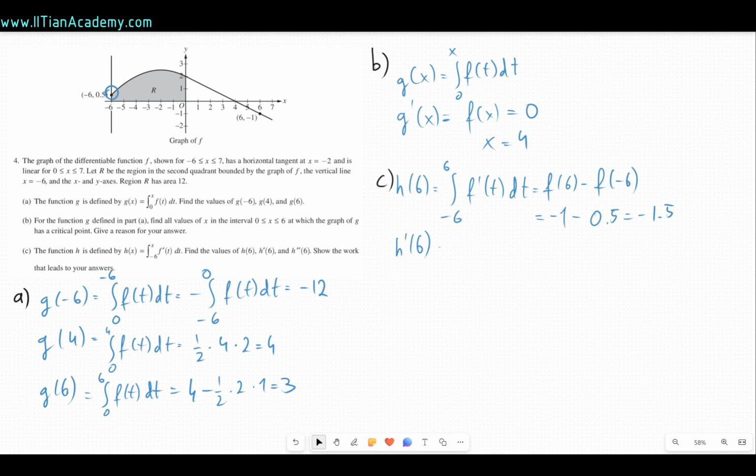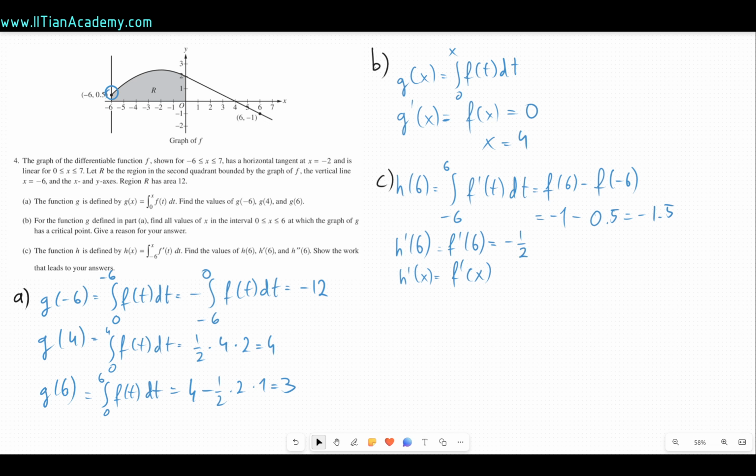So what we can note here is that h prime of x is equal to f prime of x. Simply again, we can take the derivative of both sides, and we will see that h prime is equal to f prime, as the derivative gets rid of the integral. So we can say that h prime of 6 is equal to f prime at 6. And so we know that that will be minus 1 over 2.